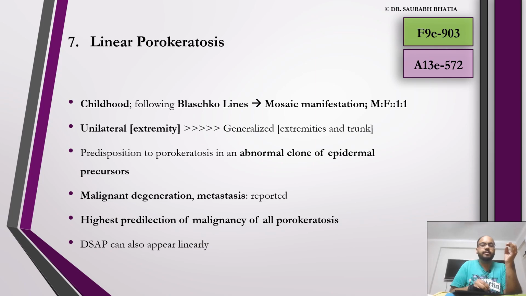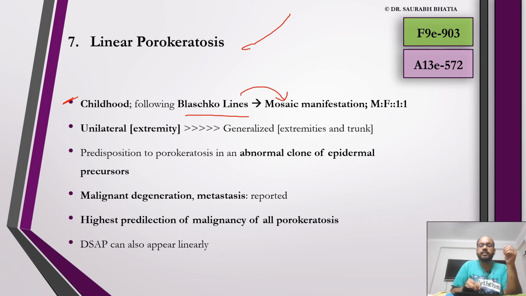Now the seventh variant is linear porokeratosis. Okay, starts in childhood and follows Blaschko lines. So remember, Blaschko lines are the imaginary lines that trace the migration of different cells that form the different skin layers. Okay, so one part from the neural crest is forming a certain segment of the skin, and those different segments together form Blaschko lines. So when Blaschko lines are involved, you have mosaic manifestation.